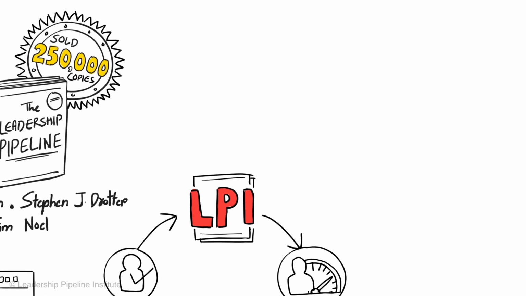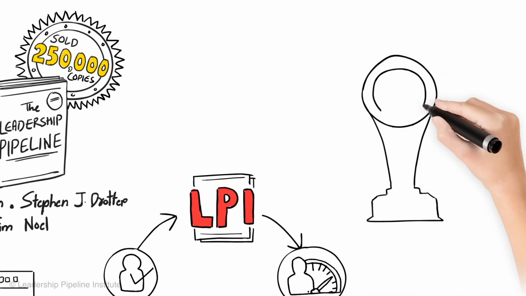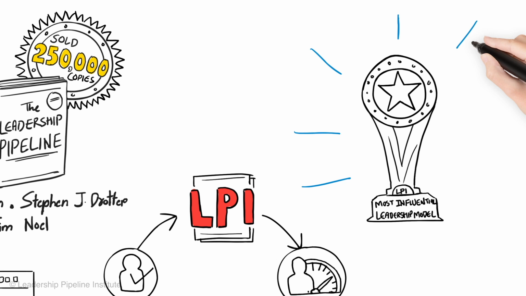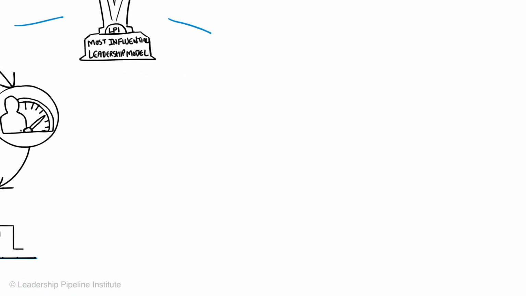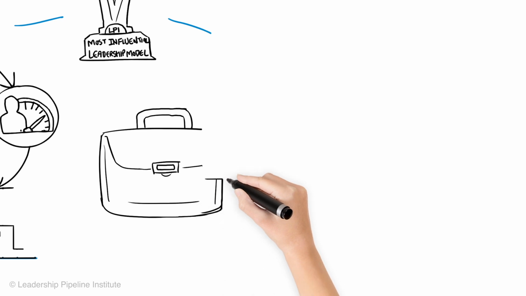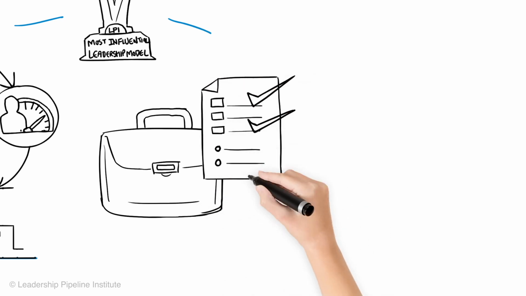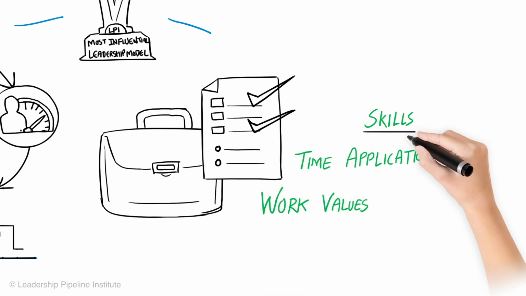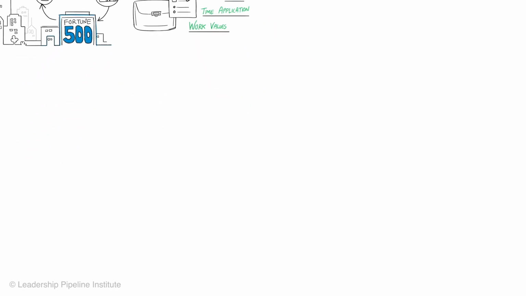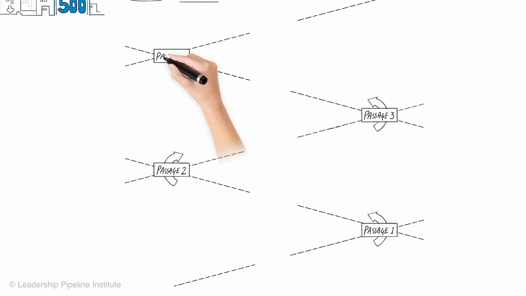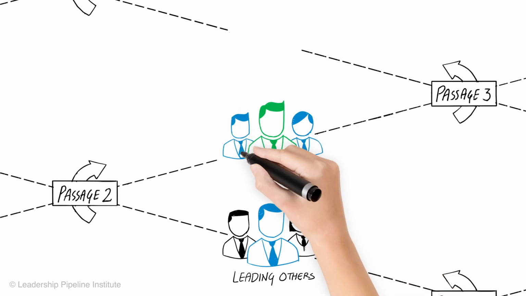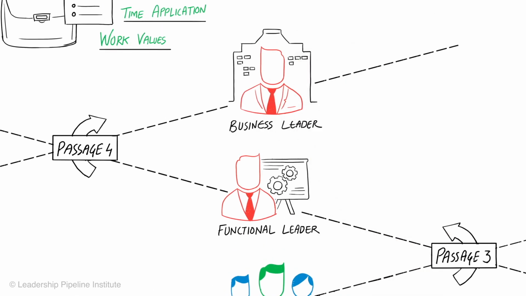The set of Leadership Pipeline Transition Principles is perceived as one of the most influential leadership models through the last 2 decades. The Leadership Pipeline Transition Principles describe the key leadership roles that you normally experience in an organization and clarify how you add unique value as a leader in each leadership role and how you need to adjust work values, time application, and skills in order to be successful. Some key roles are leading self, leading others, leading leaders, functional leader, and business leader. But different organizations may of course have more or fewer roles.